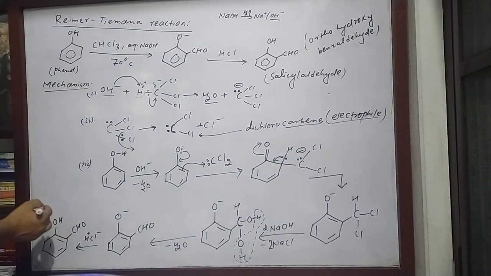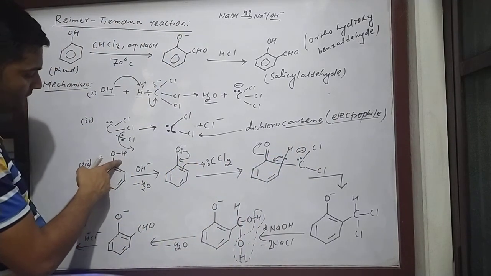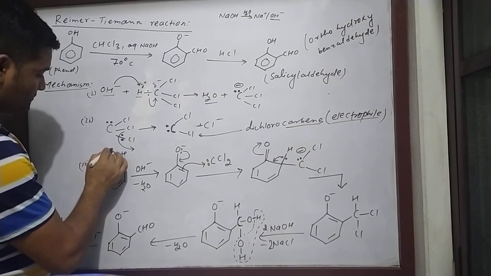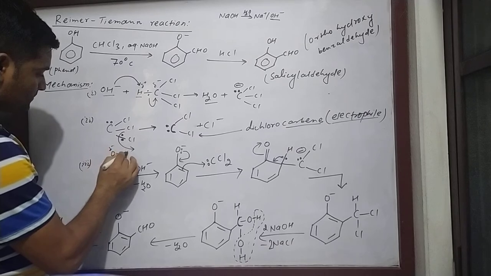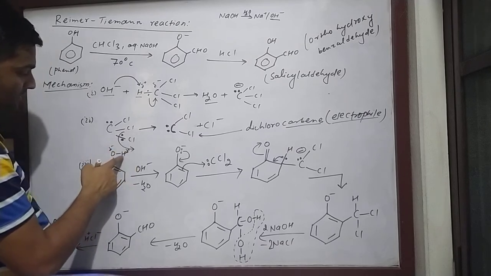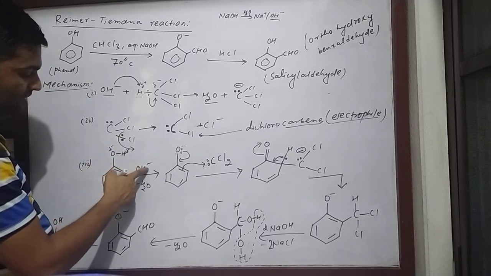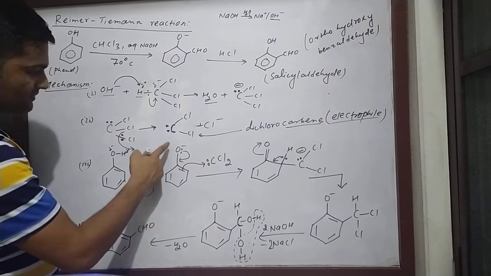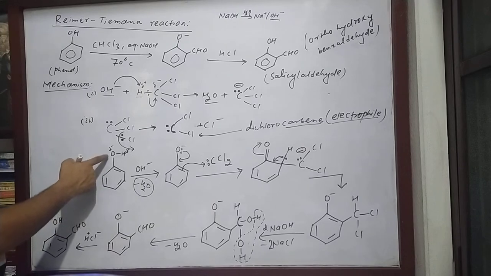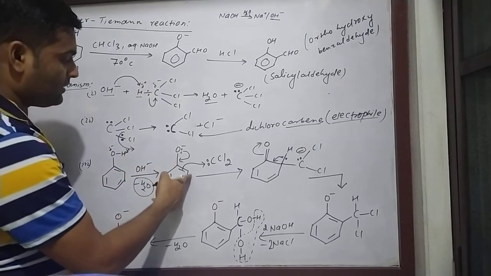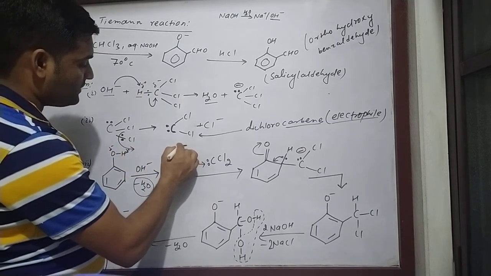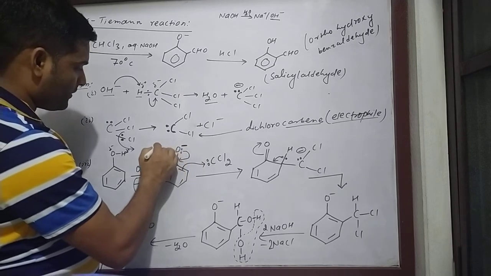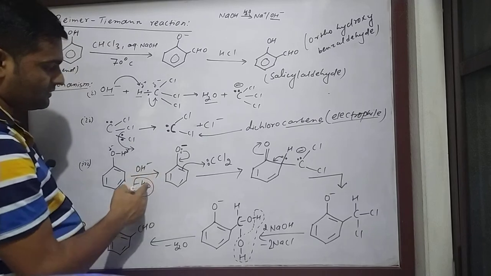And in the next step, what happens? The phenol molecule is acidic, so it ionizes to give O minus and H plus. This H plus combines with OH minus to give a water molecule again, and the phenoxide ion is formed. This O minus is an electron releasing group towards the aromatic ring, showing a plus M effect, positive mesomeric effect.